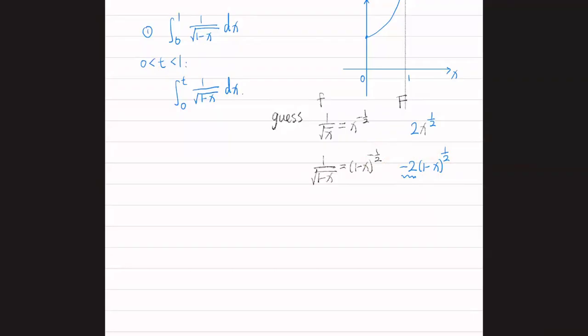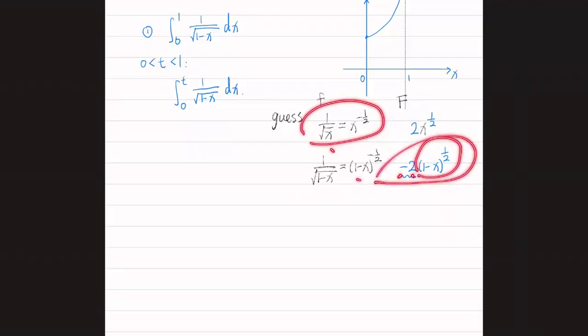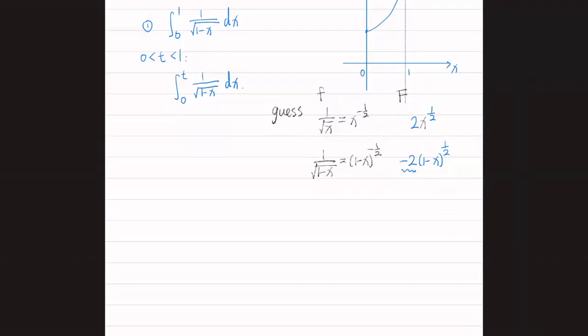You see, that's how we find this antiderivative. We start from something we know, then we get something similar, and make corrections, and with the corrections, we will get the formula. So try and correct, try and correct. Okay, so we have the antiderivative. We can apply the fundamental theorem.